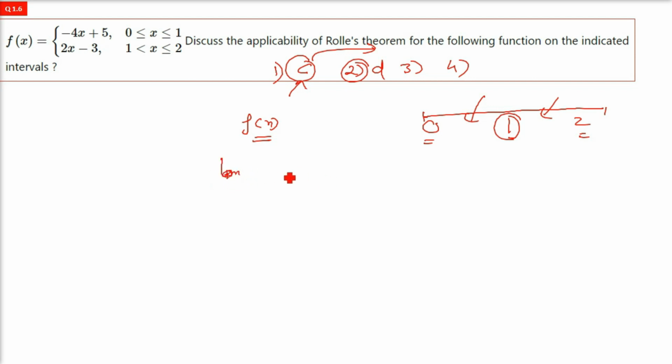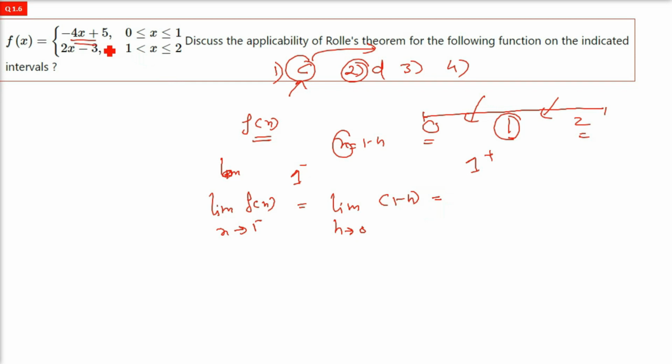But I am just doing the check for continuity, left hand limit and right hand limit. So I am going to check at 1 minus and 1 plus, that is the left hand limit of 1 and the right hand limit of 1. So limit x tends to 1 minus: you put 1 minus h in place of x, with h tends to 0. In place of x, just put 1 minus h. So minus 4 into 1 minus h plus 5.